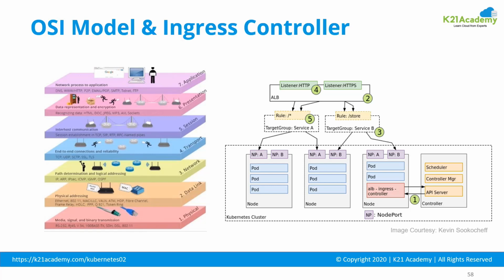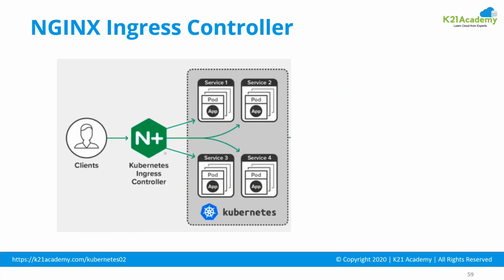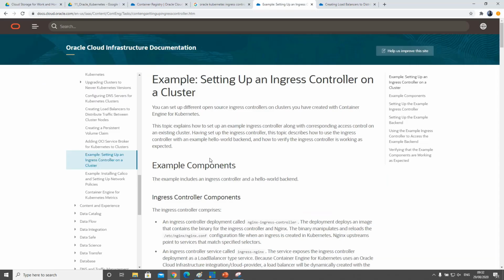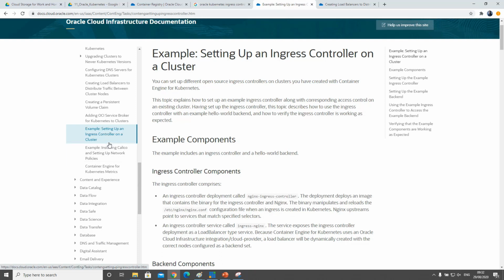So these can be handled by an Ingress controller of a type like Nginx or F5's BIG-IP Container Ingress, and a few more as well. Now, if you want to know how to set up these Ingress controllers, you can look at the Oracle Cloud documentation that gives you some examples of setting them up.